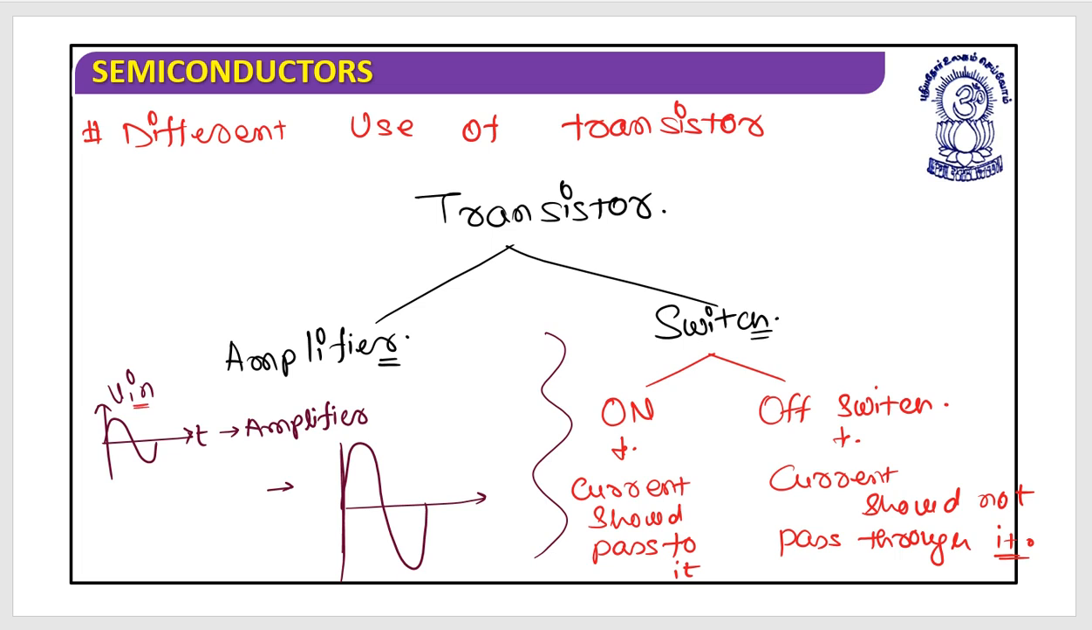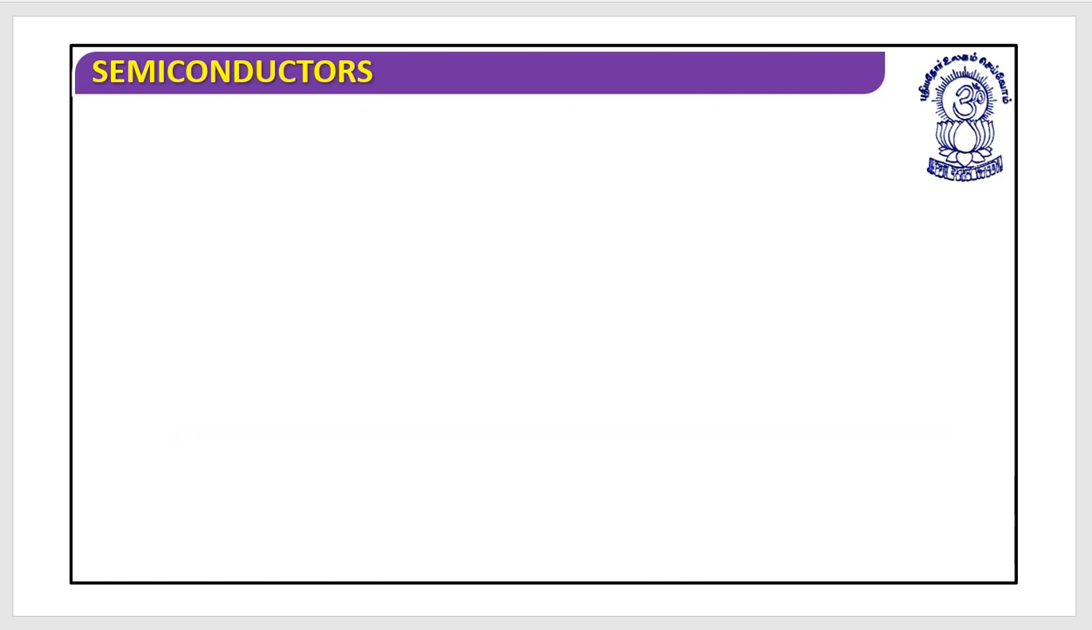Now the question is how the transistor would come to know that today I'm going to work as an amplifier or today I'm going to work as a switch. Even in the switch, I will work as an on switch or as an off switch. How will the transistor come to know? So to guide the transistor, we have different biasing of transistors, because we have three different tasks basically.